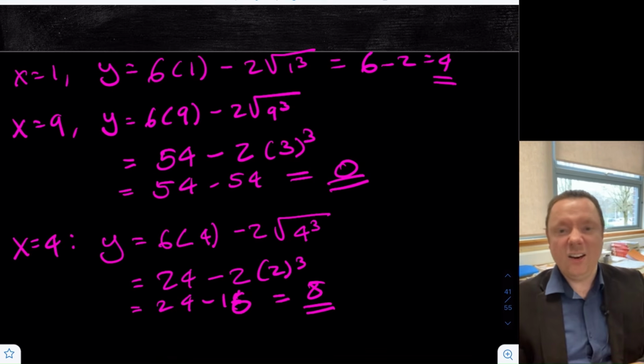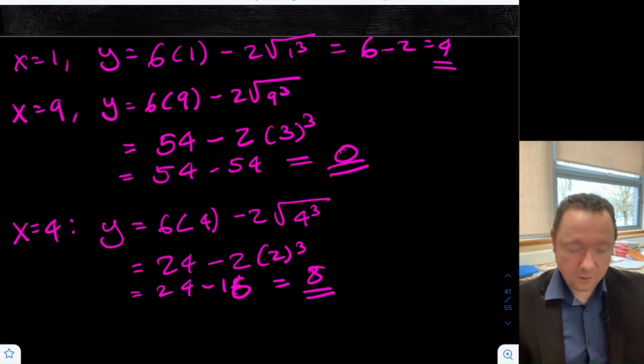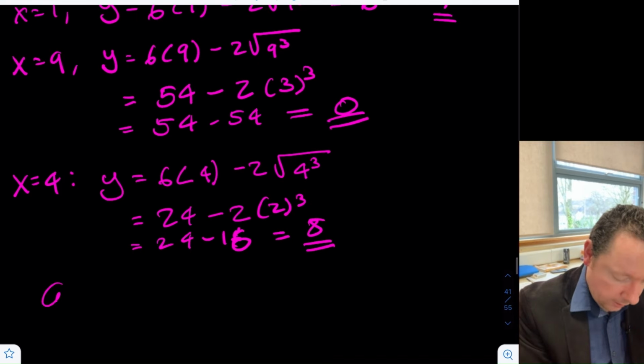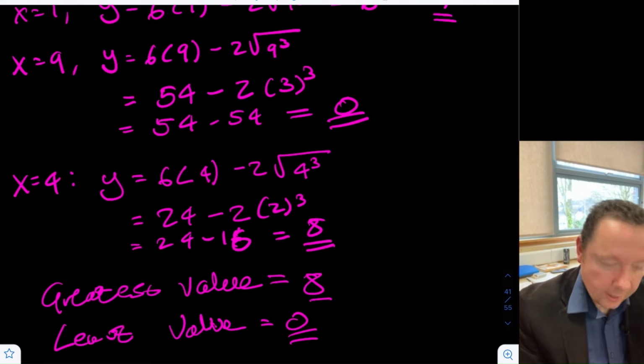So then we can just state our greatest and least values. The greatest value is 8 and the least value is clearly 0. So greatest value equals 8, least value equals 0. And we're done there.